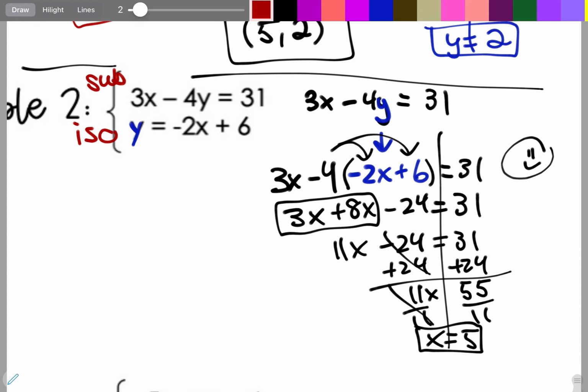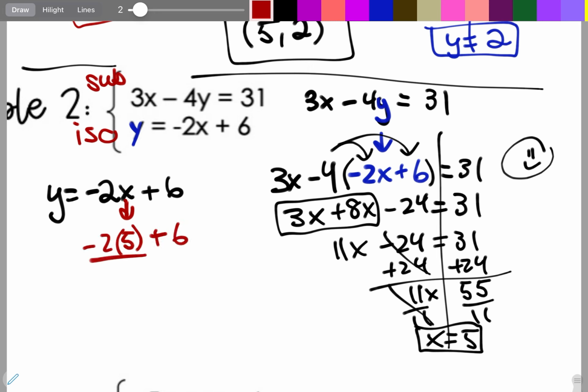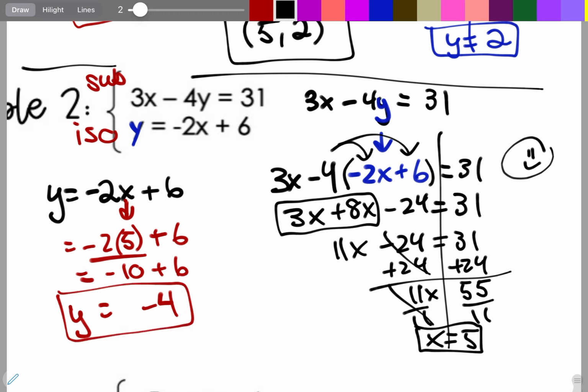Now, with x being equal to 5, we're going to plug it in for y. We want to solve for y. Y equals negative 2x plus 6. We're going to plug in our 5 right here. That gives us negative 10 plus 6, which is negative 4. Y is equal to negative 4. Final answer is x, comma, y.